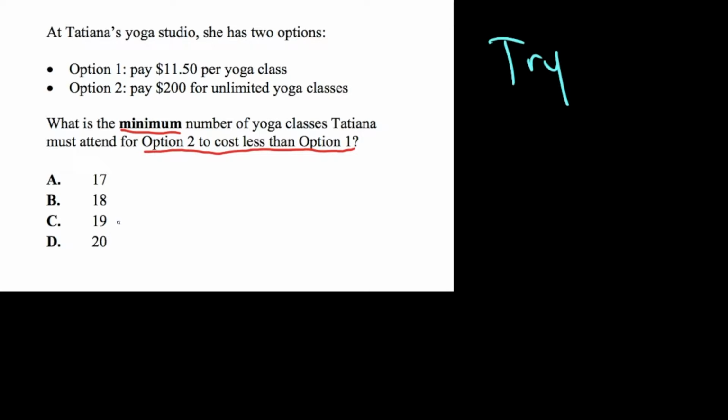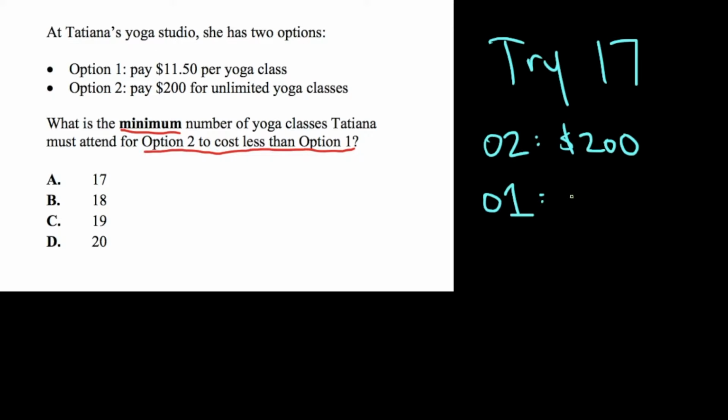This time though, I'm not going to start in the middle. There's this keyword minimum here. So multiple answers might have option 2 costing less than option 1, but we want the very smallest value for which that's true. I'm going to start with the smallest value they gave us, 17. So option 2 is going to cost $200 no matter what.